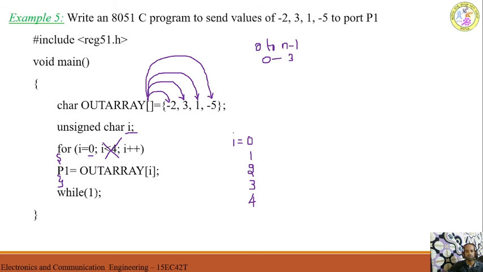Okay, come out of this for loop because this condition is false, then execute while 1. So it is nothing but the infinite loop. So this is how we can display these numbers on port 1.